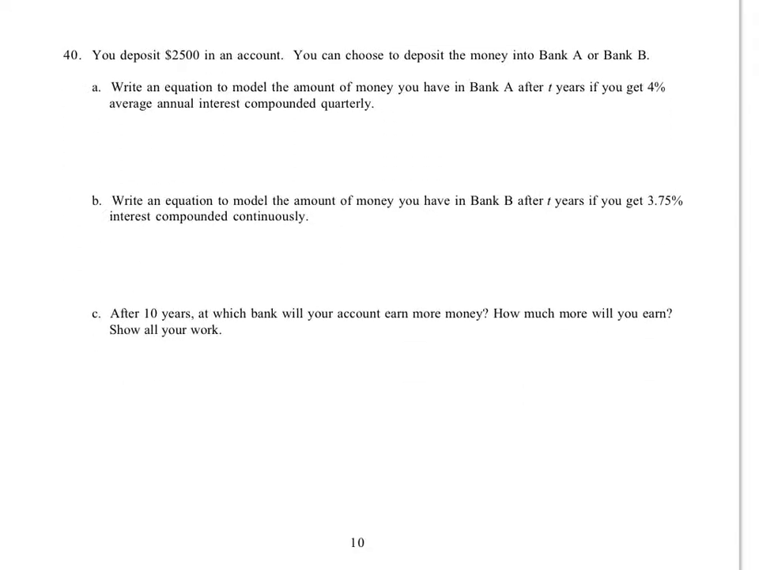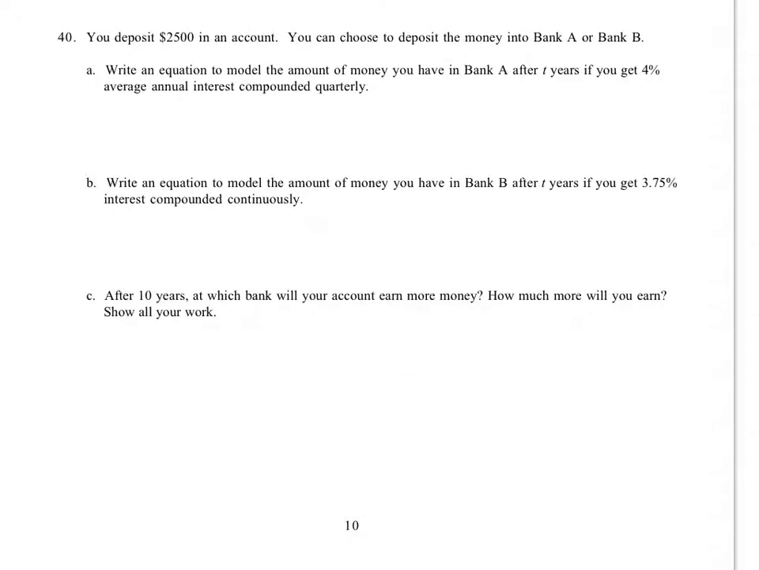Next up, we got number 40. We've got some money being deposited in an account. We've got to choose which one to select as our bank account. So starting at $2,500, we're looking at 4% average annual interest rate compounded quarterly. That's going to be the big thing to change this problem. Quarterly means 4 times a year. So let's take a look at what this is going to look like.